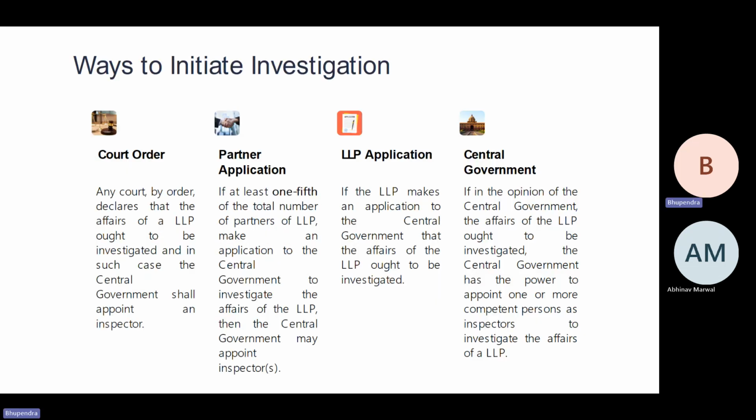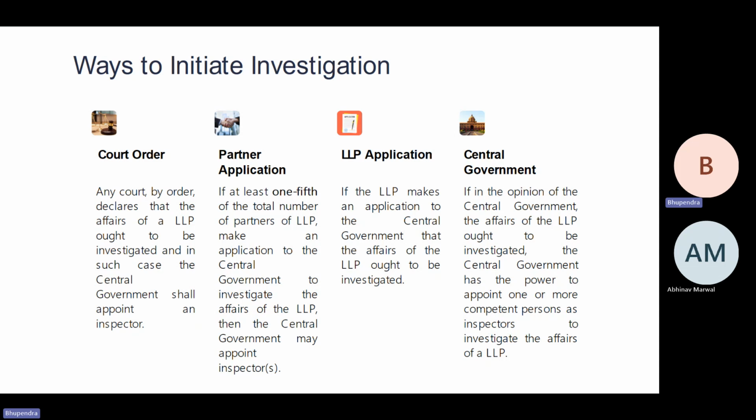There are many various ways in which investigation can be initiated. The investigation has not started yet, it is being initiated. It can be initiated by 4 entities: the court itself, the partners of the LLP, in which partners are separate and the LLP is separate, some partners within the LLP wanting an investigation, the entire LLP itself wanting a complete investigation, and the central government itself, which has the authority.